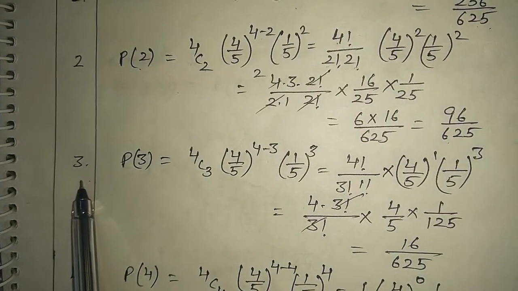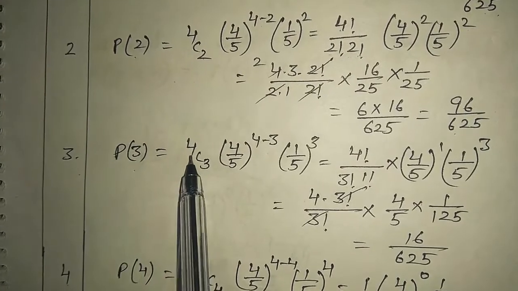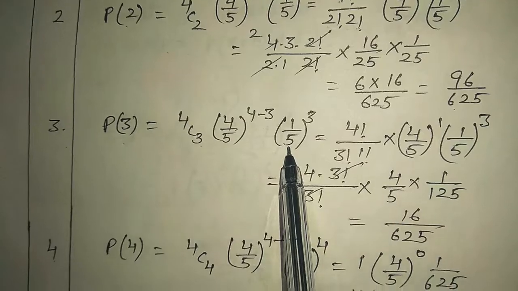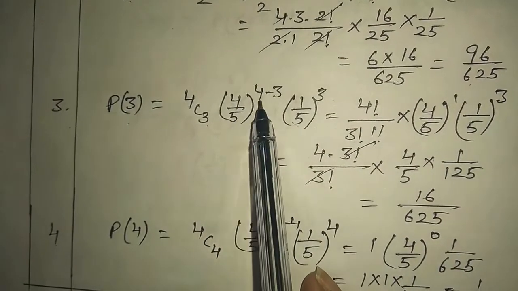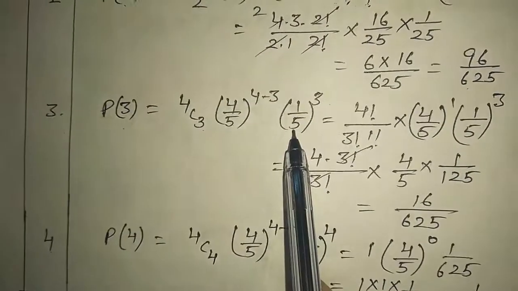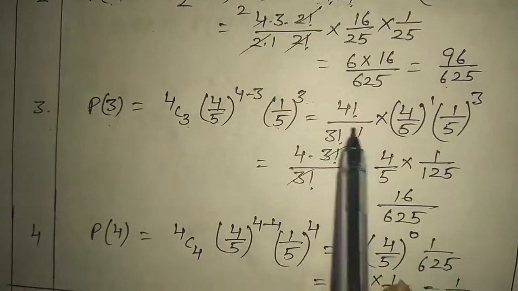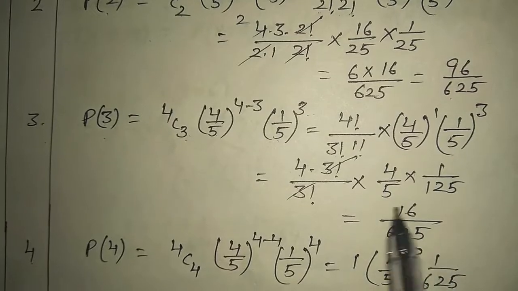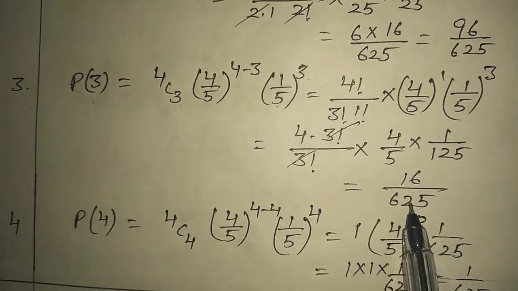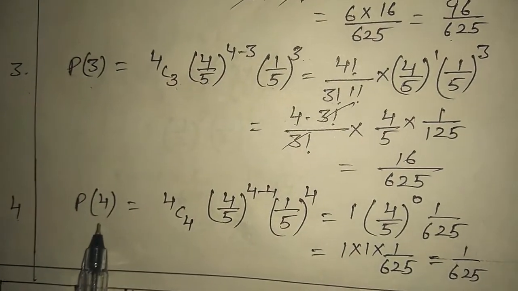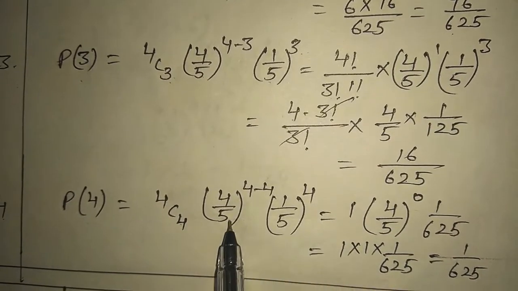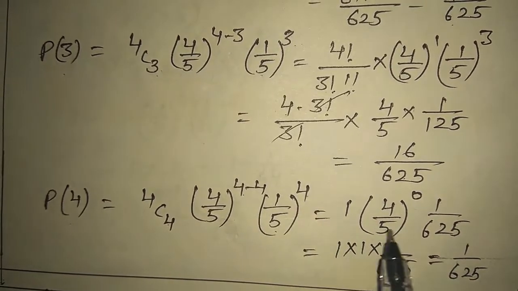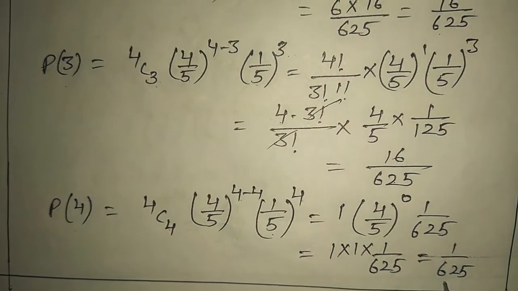If x is equal to 3, then what will be P3? 4C3, 4 by 5 raised to power 4 minus 3, 1 by 5 power 3. It is 4 by 5 power 1, 1 by 5 power 3, and 4C3 is 4. After multiplication, you will get 16 upon 625. And what will be P4? 4C4, 4 by 5 power 4 minus 4, 1 by 5 power 4. After solving, we will get 1 upon 625.